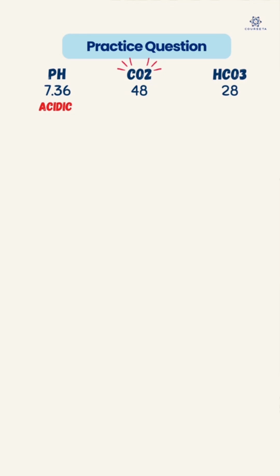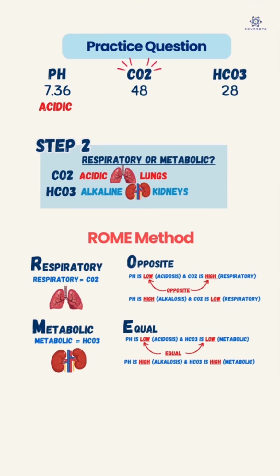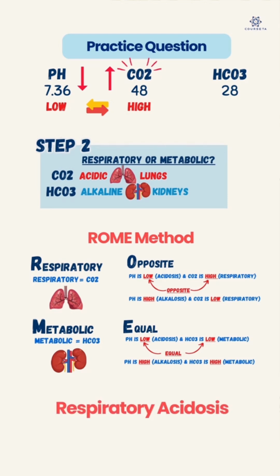Now let's determine if it's respiratory or metabolic. You can use the tic-tac-toe method or the row method. I'm going to use the row method in this quick example. Respiratory opposite, metabolic equal. So pH is low, considering it's on the brink of being low. And then we have a CO2, 35 to 45. It's 48, it's high. So respiratory opposite, this is respiratory acidosis.